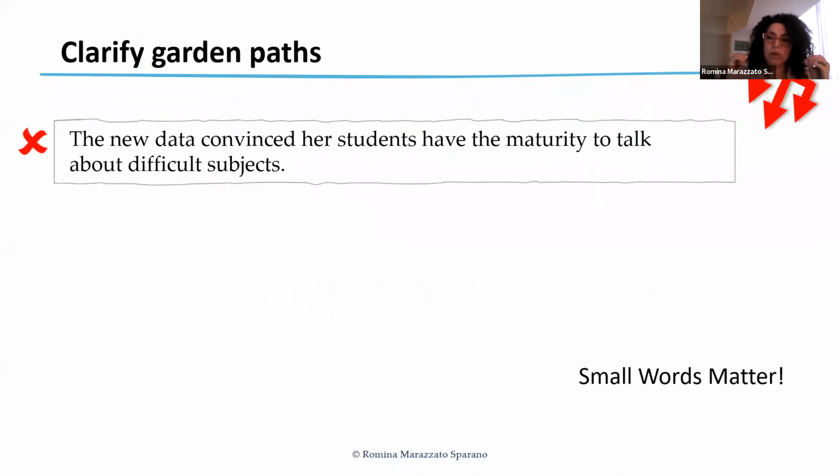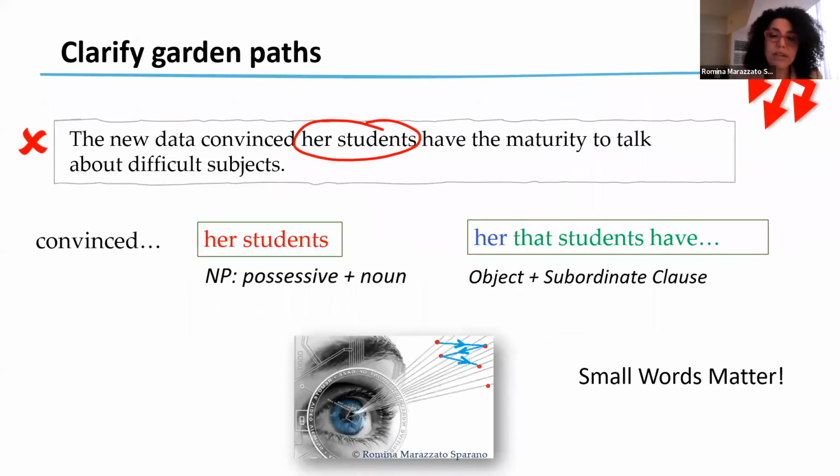Garden paths happen when your reader goes in one direction, but your text wants to go in a different direction. If you read these, your eyes are going to put together "her students," and it's "her students," and it doesn't need a comma. But what it needs is structure. A little word like "that," as in "the new data convince her that students," clarifies the whole thing very quickly.